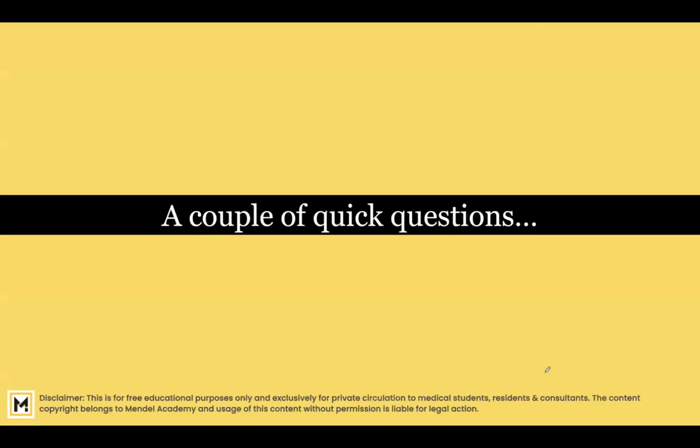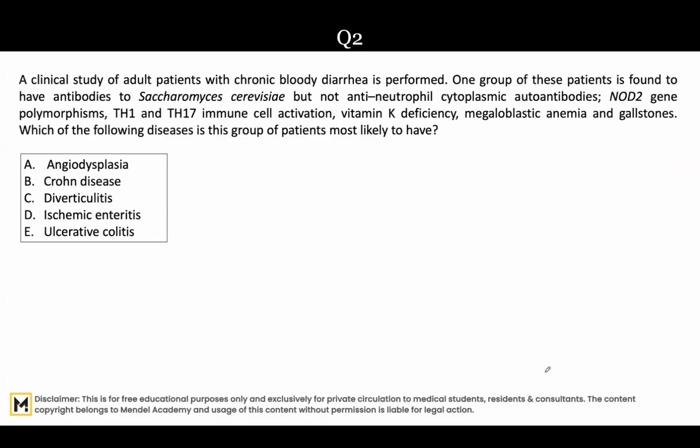I'll try to wind up with a couple of quick questions which you will be able to answer very quickly. So we have a clinical study of adult patients with chronic bloody diarrhea. One of the patients is found to have antibodies to Saccharomyces cerevisiae, but not ANCA. NOD2 gene polymorphisms are seen. Then the patient also has vitamin K deficiency. See, somebody is already answering. Very good. I am very happy that you are paying attention. I don't want to even waste time trying to ask you what the answer is.